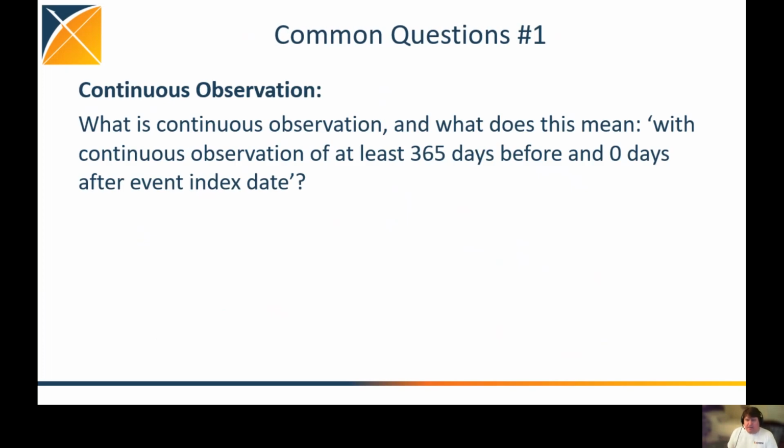There are a couple common questions that come up when people are first working with cohort definitions in Atlas. And the first question involves continuous observation. They ask, what is continuous observation? And what does this mean with continuous observation of at least 365 days before and 0 days after event index date?